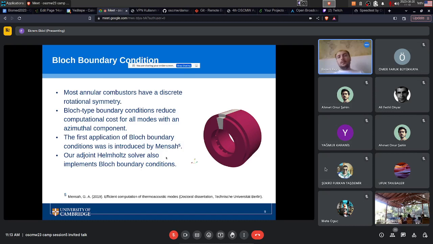And we also need to implement a block boundary condition because most annular combustors have a discrete rotational geometry. I have this gray sector, and I repeat that sector 16 times in the clockwise direction, and I get the full annular combustor. But if I use block boundary conditions, I just use this single sector, and I apply block boundary conditions to the azimuthal component. I don't need to simulate all of the combustor. I just need to simulate this sector, and I can get the full eigenmode of the combustor.